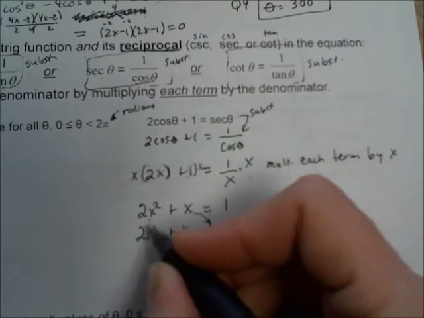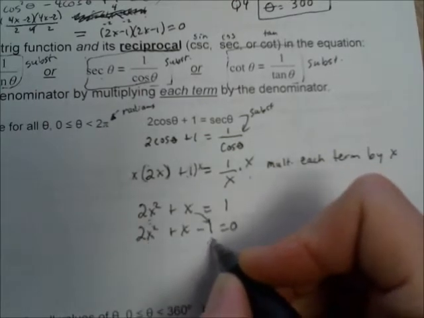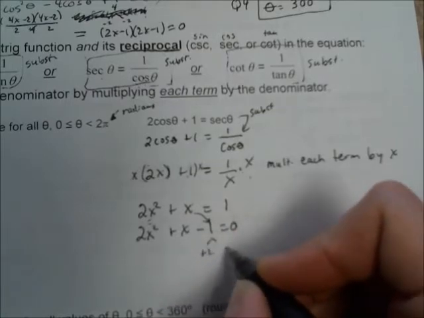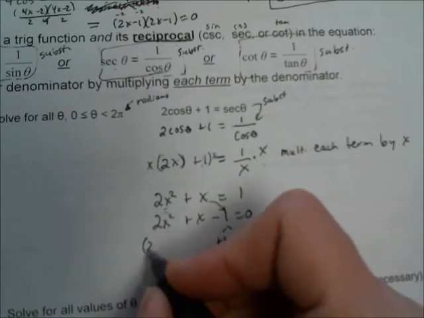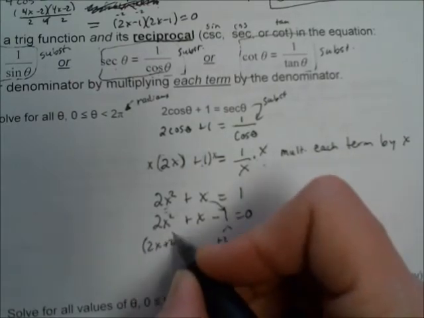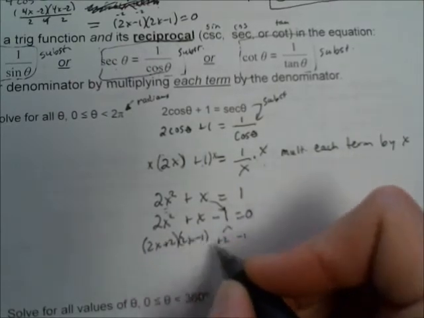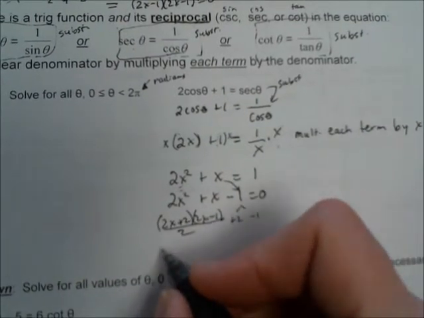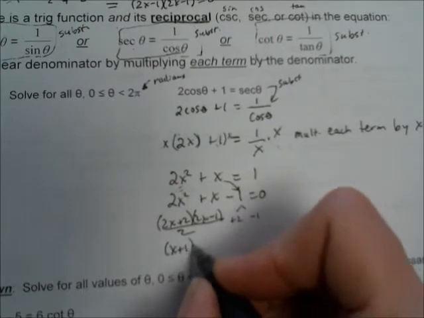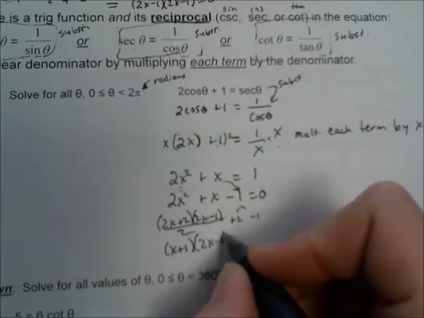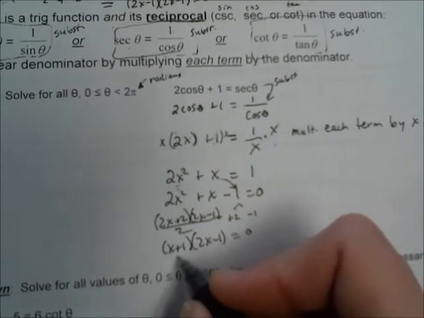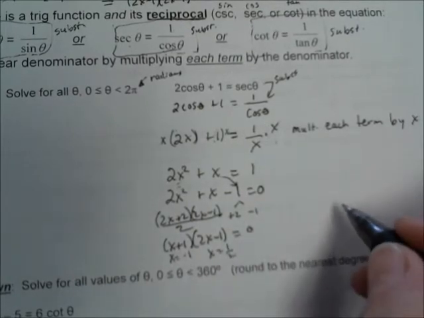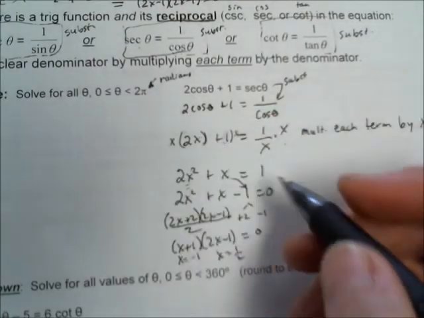Factor in, factor out. The factors of -2 that add up to +1 are +2 and -1. So you get 2x plus 2 and 2x minus 1, all divided by 2. Then you can reduce the 2x plus 2 down into x plus 1 times 2x minus 1 equal to 0. So then you have x equals -1 and x equals +1/2. But it's not x, it's cosine of theta.